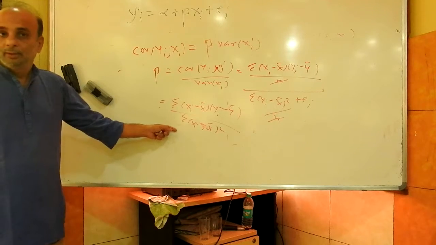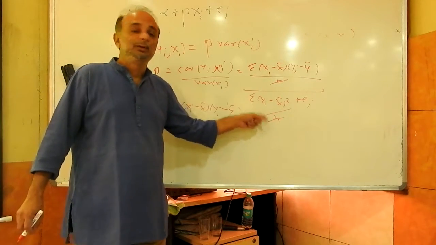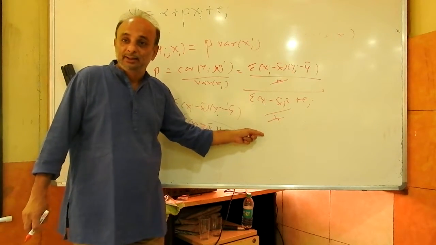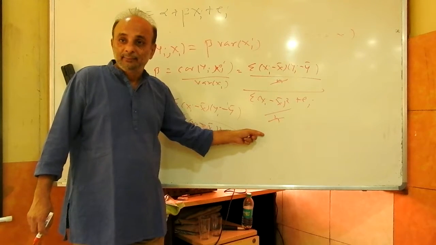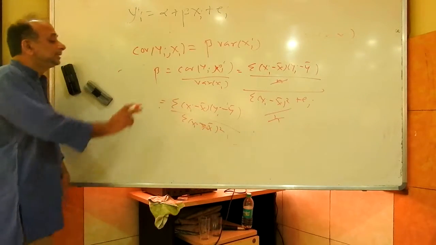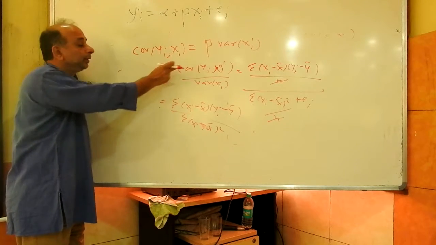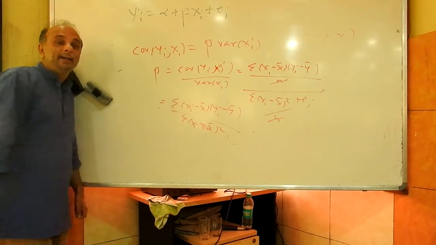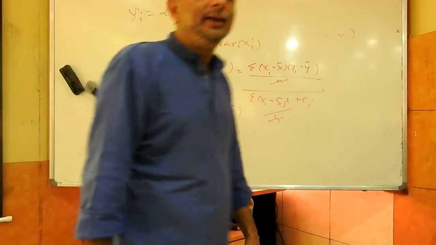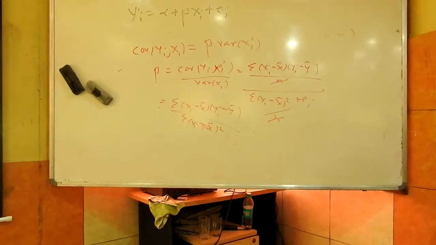Correct, no? This is the formula for the covariance, and this is the formula for the variance. Now the point is this is not really beta, because to get beta I have to get the covariance between y and x for the whole humanity, and the variance of x for the entire humanity.